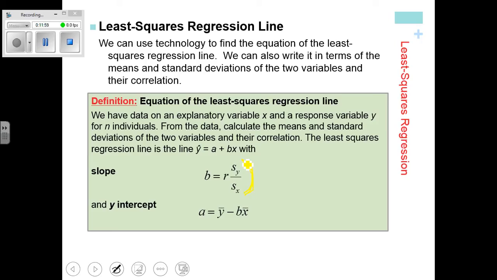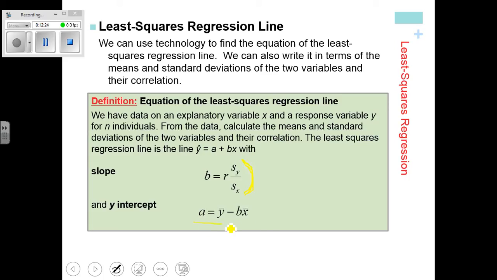And its slope equals the correlation r times the standard deviation of y divided by the standard deviation of x. That's how you could find the slope if you aren't given it. Now you'll use this a lot of times when you have a computer printout and they're not giving you the slope, but you still have the standard deviation of x, y. So remember that's how they're going to be related.